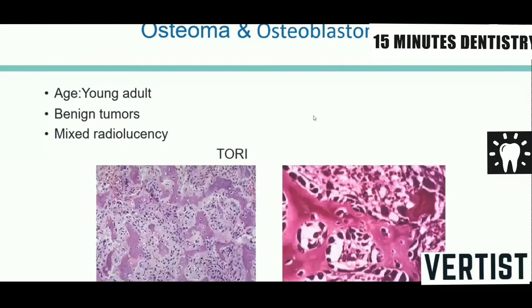Chondromas and the osteomas and osteoblastomas are the mesenchymal tumors of chondroid and bone. However, these are rare. More common than them are the tori. We have the maxillary and the mandibular tori. Maxillary in the palatal region, mandibular tori in the body of the mandible on the lingual side, which may be unilateral or bilateral.